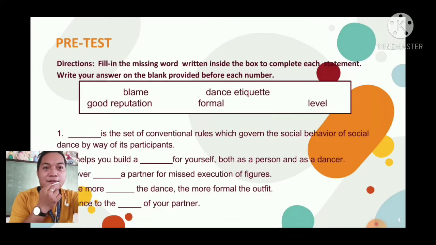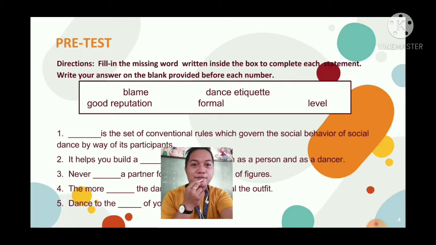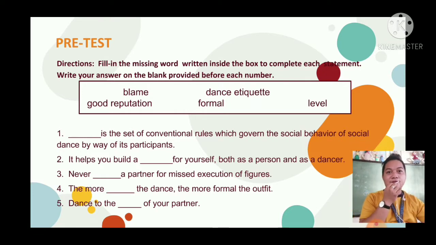Let's have some pre-test for our discussion. Direction, fill in the missing word written inside the box to complete each statement. Here are some choices: blame, good reputation, dance etiquette, formal, and level. Are you ready with your paper and ball pen?